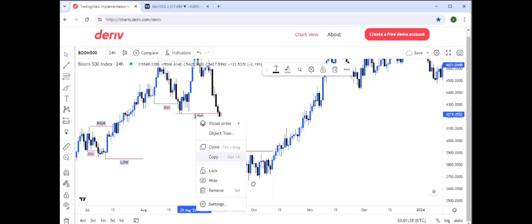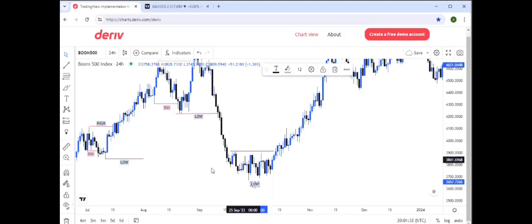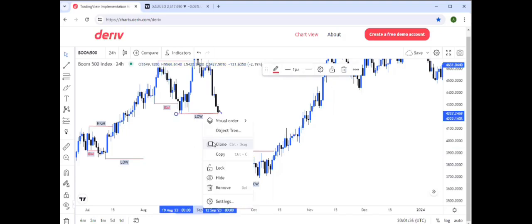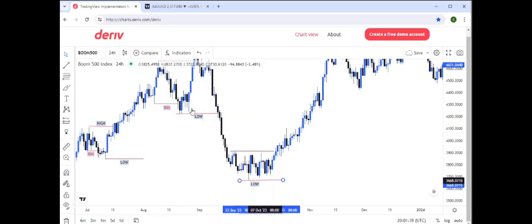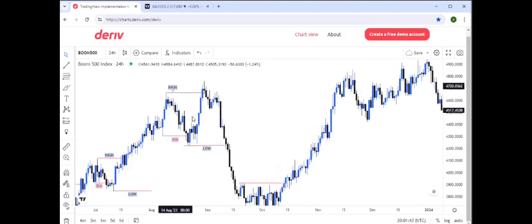I'm just trying to show you how I mark structure. So that low becomes valid. This is our low. And because this high also took out inducement, this is our new high too. So we have this as our new high.